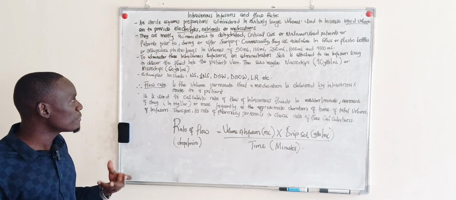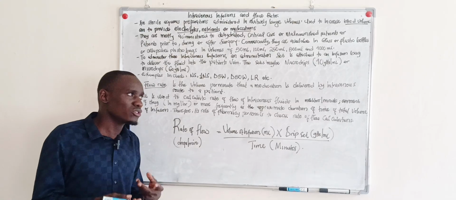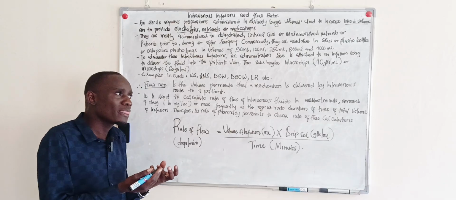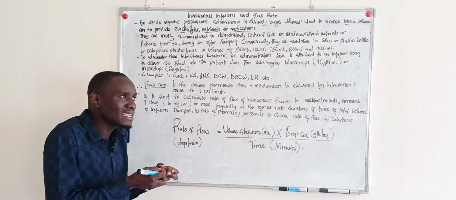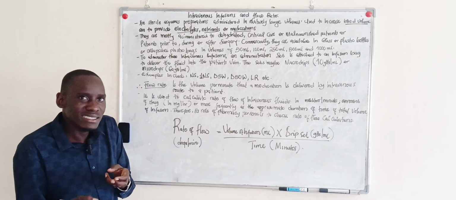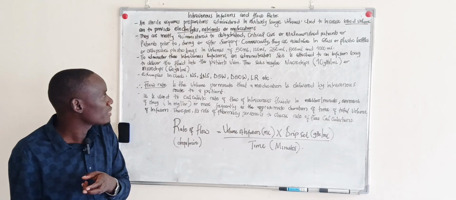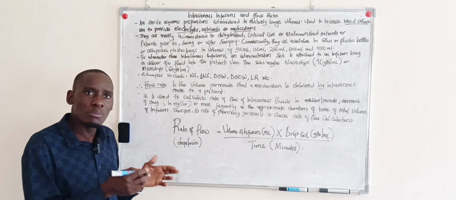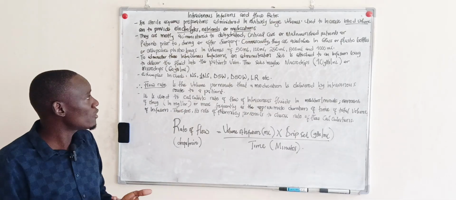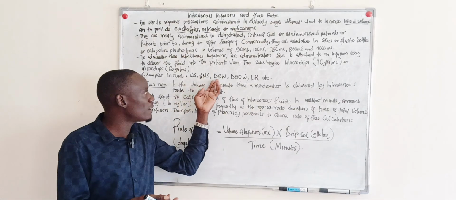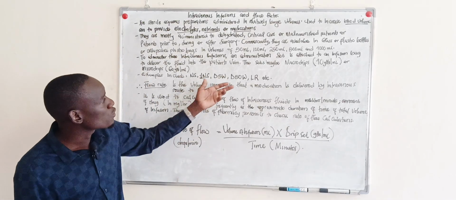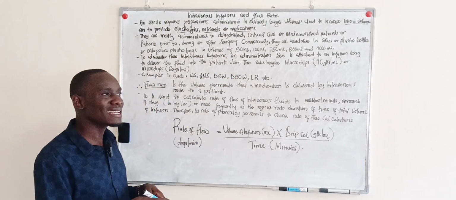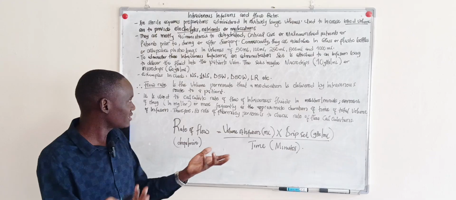What are examples of these intravenous infusions? We have normal saline, which we mostly know has 0.9% sodium chloride. We have half normal saline, which is 0.45% sodium chloride. We have 5% dextrose in water. We have 50% dextrose in water. We have lactated Ringer's, and so many others.